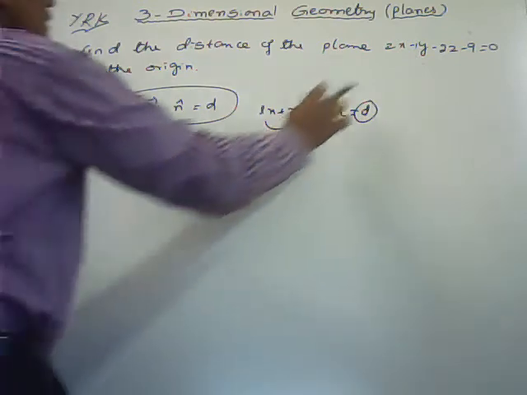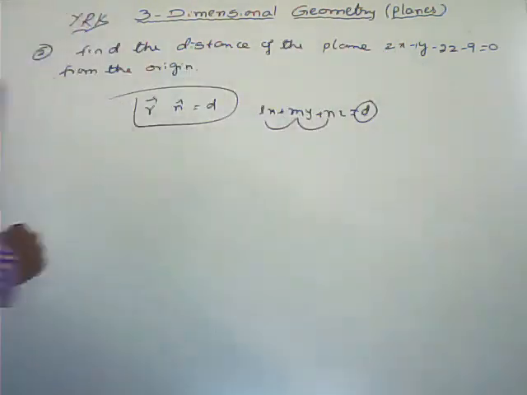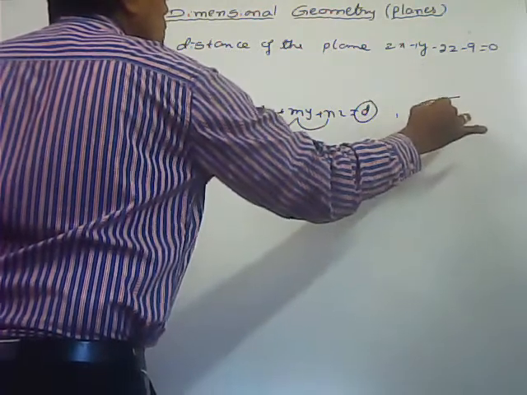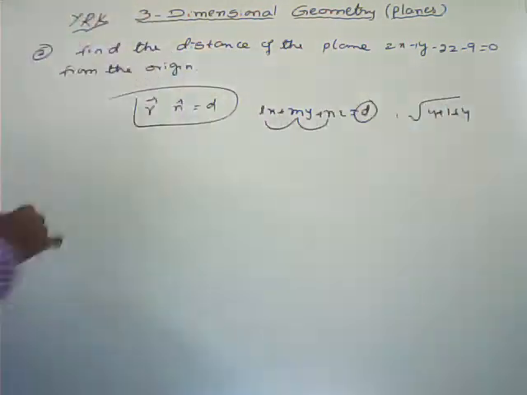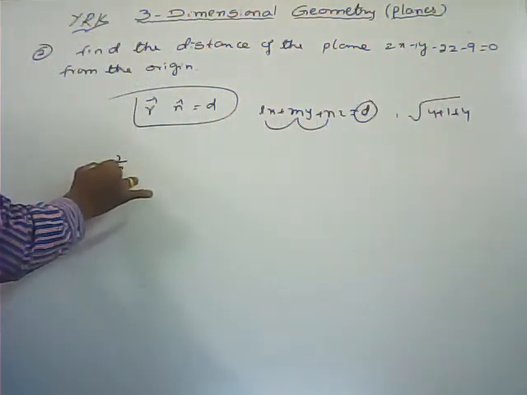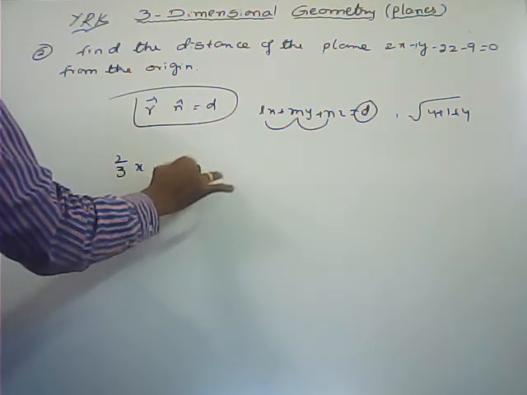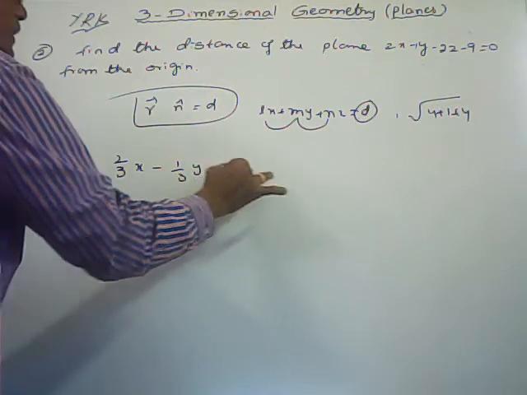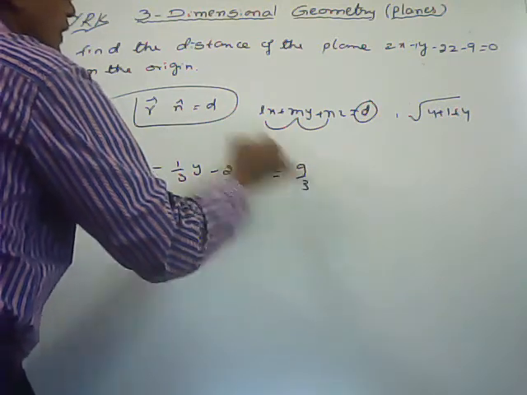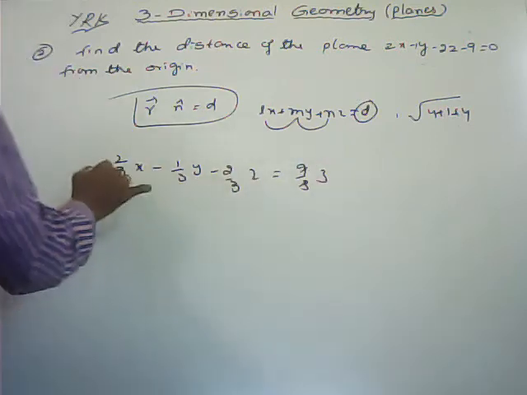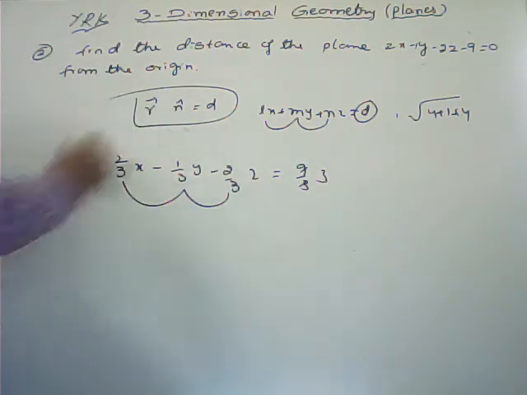So to get the DCs, each one should be divided by the square root of its magnitude: square root of 4 plus 1 plus 4, that is 3. Dividing by 3 on both sides, 2 by 3 x minus 1 by 3 y minus 2 by 3 z equals 9 by 3. So that is 3 only. Now here you can see l, m, n. These are the normal DCs only.